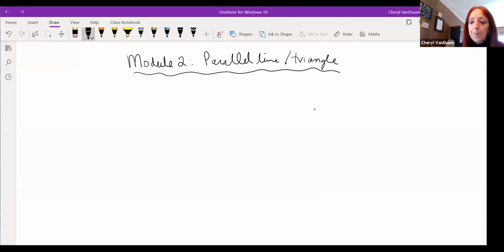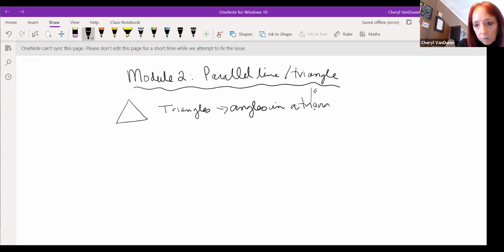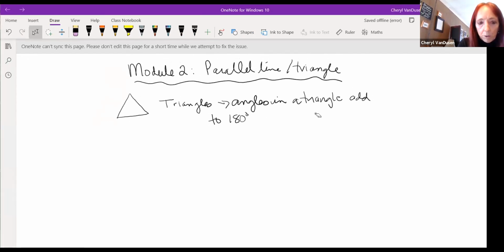Okay. Couple of things we need to know that hopefully you've brought with you, but if you don't, I will start with. One property is a property of any triangles: that the angles in a triangle add to 180 degrees. Let me clean that up a little bit. Okay, so that's one thing to bring with you.